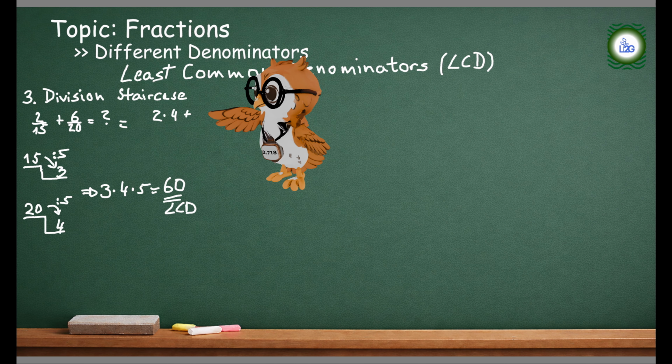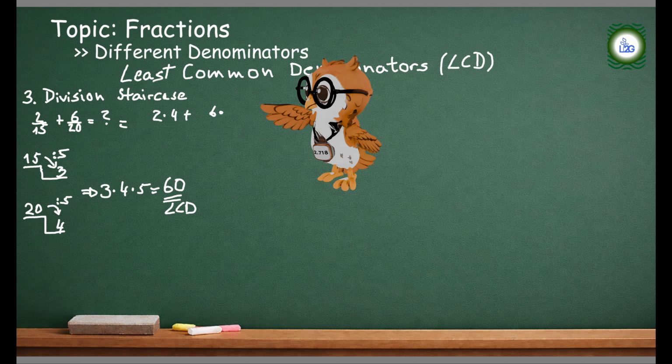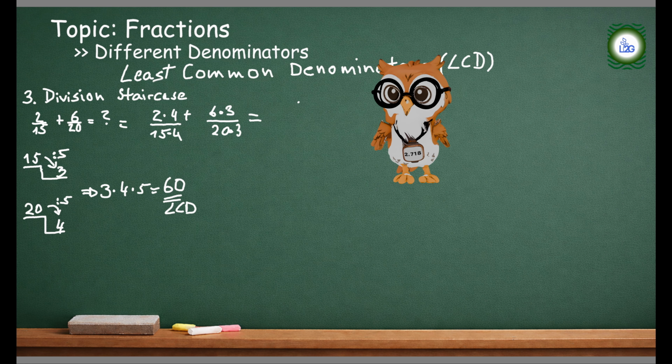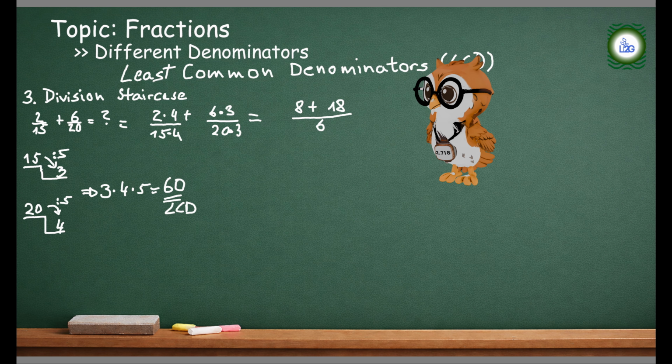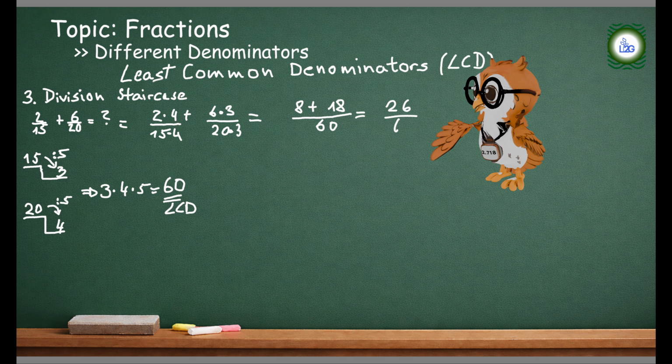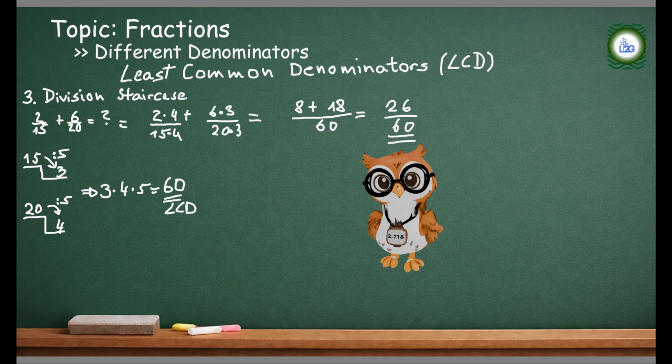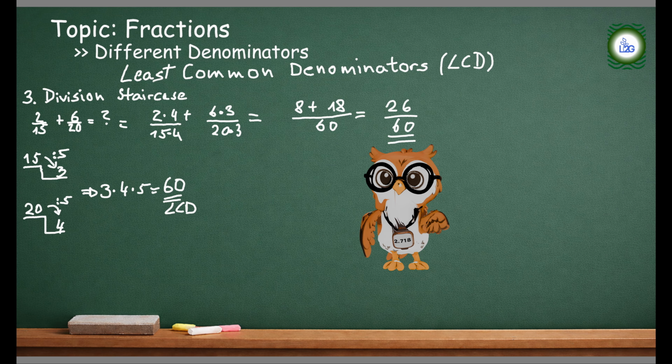So 2 times 4 over 15 times 4 plus 6 times 3 over 20 times 3 equals 8 plus 18 over 60 equals 26/60. Nailed it again. Our new LCD is much smaller thanks to the method. Knowing the least common denominator can save a lot of time in real life. For example, when mixing materials according to a recipe, you don't need to divide your materials into more tiny pieces than necessary. This saves a lot of time.